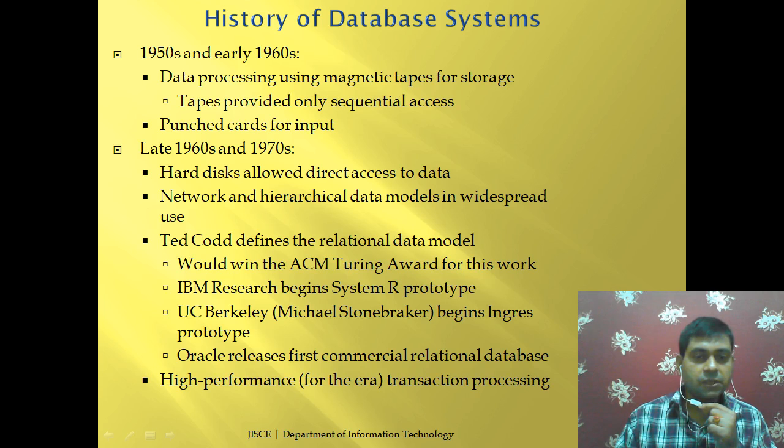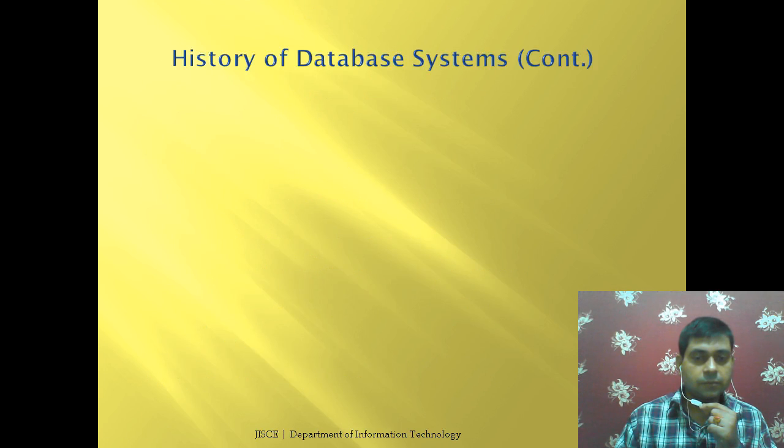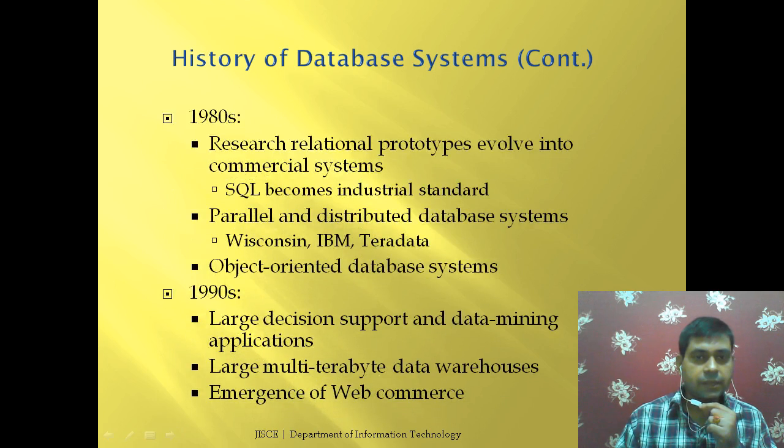IBM Research began the System R prototype. UC Berkeley began the Ingres prototype. Oracle released the first commercial relational database. That was the beginning of Oracle. And transaction processing also started at that time. In the 1980s, research relational prototypes evolved into commercial systems, and SQL became the industrial standard from the 1980s.